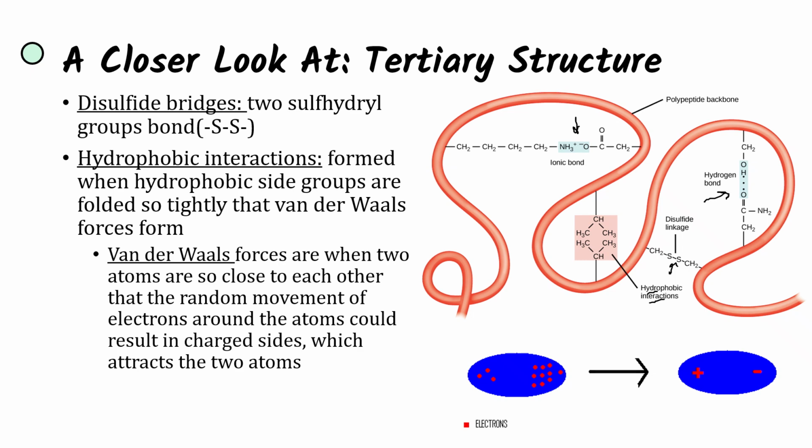And so van der Waals forces are when two atoms are so close to each other that the random movement of electrons around the atoms could result in charged sides, which attracts the two atoms. So, of course, within an atom, we have electrons that are moving around, and by random chance, there's a possibility that one side of the atom, or the electron cloud around the atom, would have more electrons in it than the other side. And that's going to result in very unstable, very slightly positive and slightly negative charges. And then this happens within another atom that's really close by, and we can create a very weak bond.